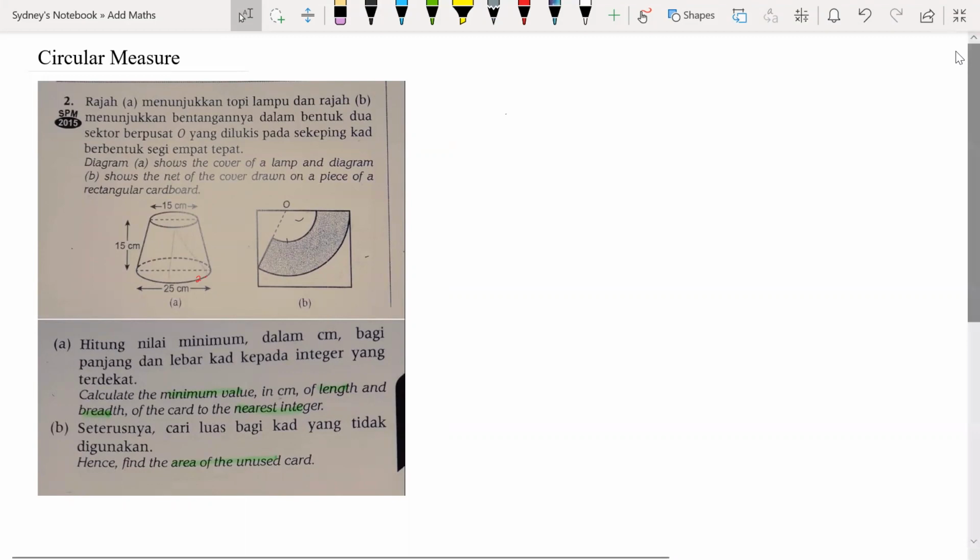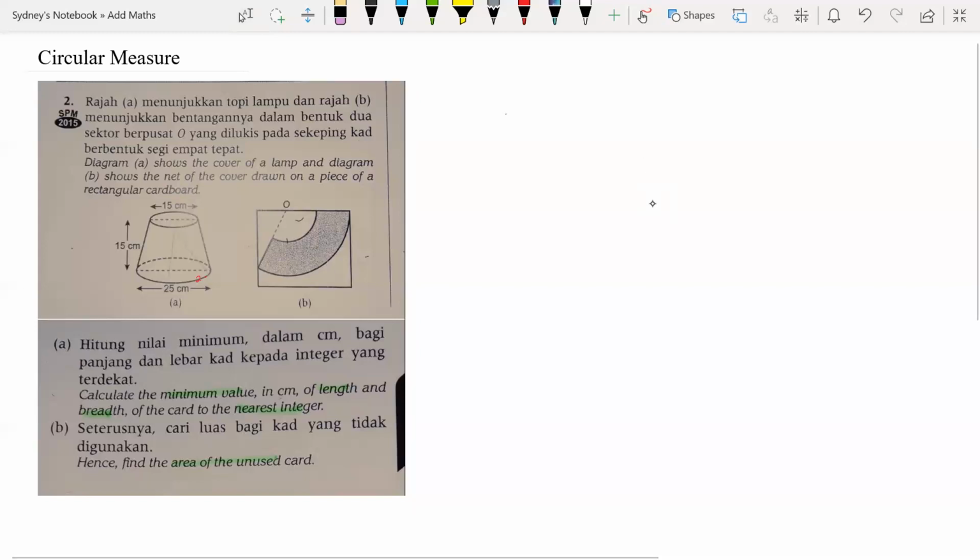Now, let's start by analyzing the requirement of this question. In this question, we are given a cover of a lamp. And in diagram B is the net of the cover that was drawn on a piece of rectangular cardboard, and we need to maximize the usage of the cardboard, and from there we find the minimum value of the length and the breadth to the nearest integer.